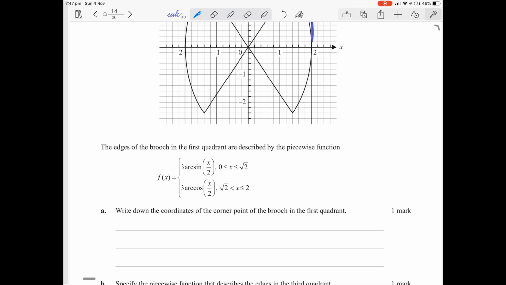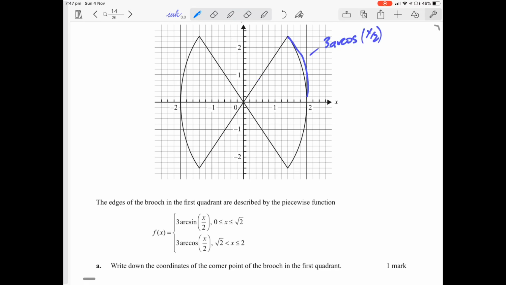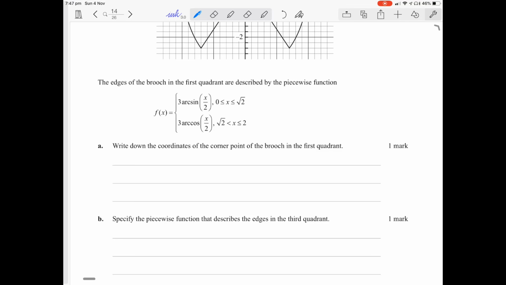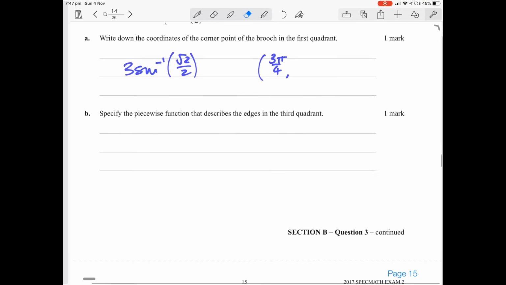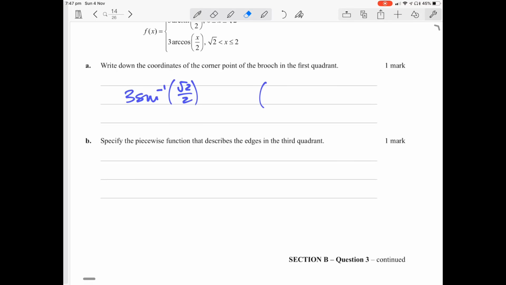It must be. Write down the coordinates of the corner point of the brooch in the first quadrant. Okay, so we just want to put root 2 into 3 sine inverse of root 2 on 2, which is 3 pi on 4. That's the y value. So it's going to be root 2, 3 pi on 4, if I haven't stuffed anything up.